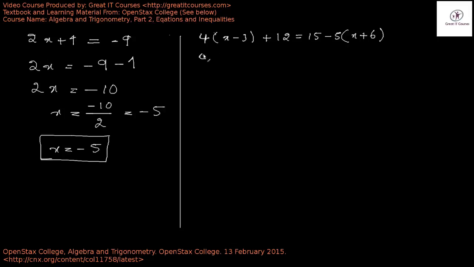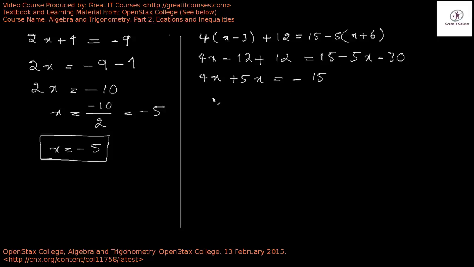So this would be 4x minus 12 plus 12 is equal to 15 minus 5x minus 30. Then these two, minus 12 plus 12, is just 0, and then you can take this minus 5x to the other side of this equation, becomes plus 5x. So then this would be 4x plus 5x is equal to 15 minus 30, which is equal to minus 15. Minus 30 plus 15 is minus 15.